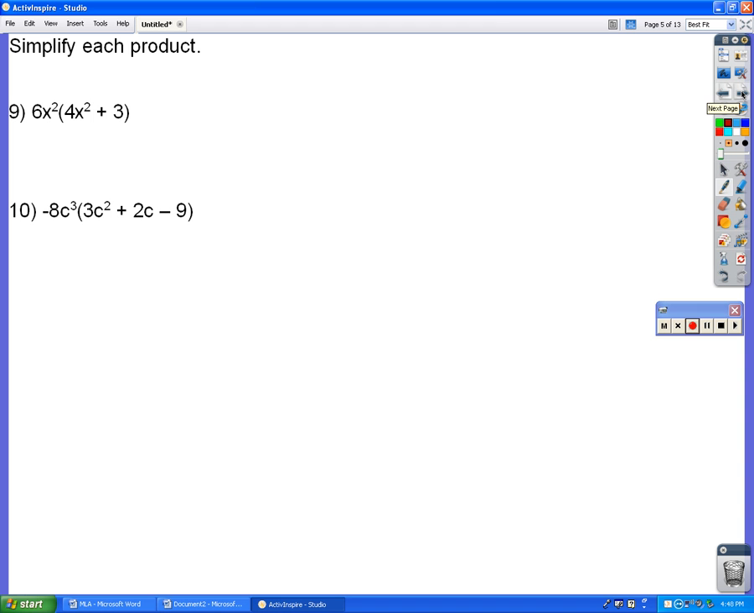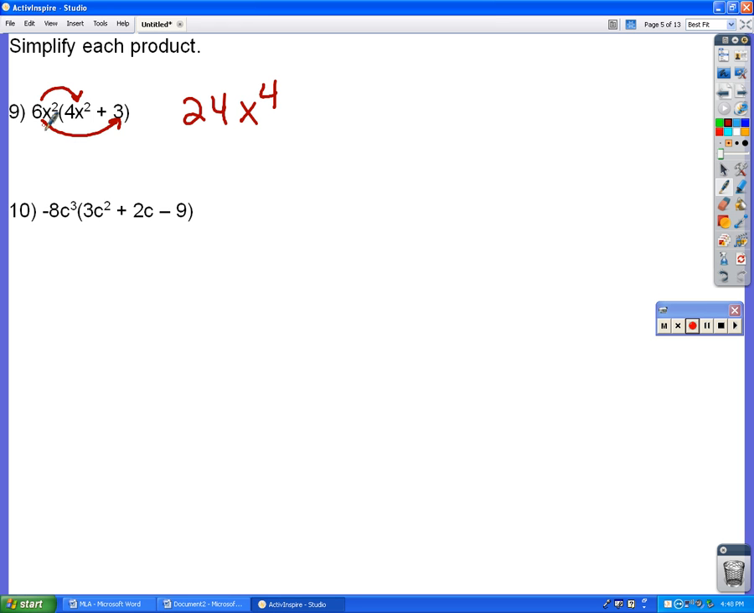Alright, now we are simplifying, so we're basically distributing here. So I have to take the 6x squared and multiply it by both the 4x squared and the 3. So when I go 6x squared times 4x squared, I multiply the numbers just like normal. So 6 times 4 is 24. And then when it comes to the exponents, when I'm multiplying, I end up adding the exponents. So x squared times x squared works out to be x to the 4th.